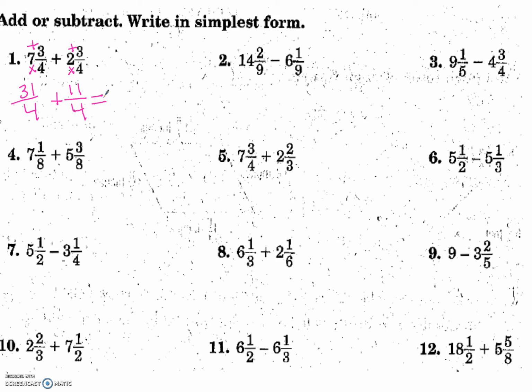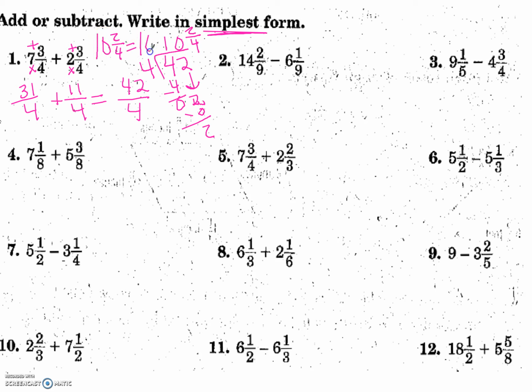Okay, remember now we just follow the rules that we have been doing. We add our numerators, so 31 plus 11 is 42 fourths. Keep your denominator the same. All right, then you must simplify. So you're going to divide 42 divided by 4. 4 goes into 4 once. Now my 2. 4 will not go into 2. So we get 2 over 4. So we have 10 and 2 fourths, which simplifies to 10 and 1/2.